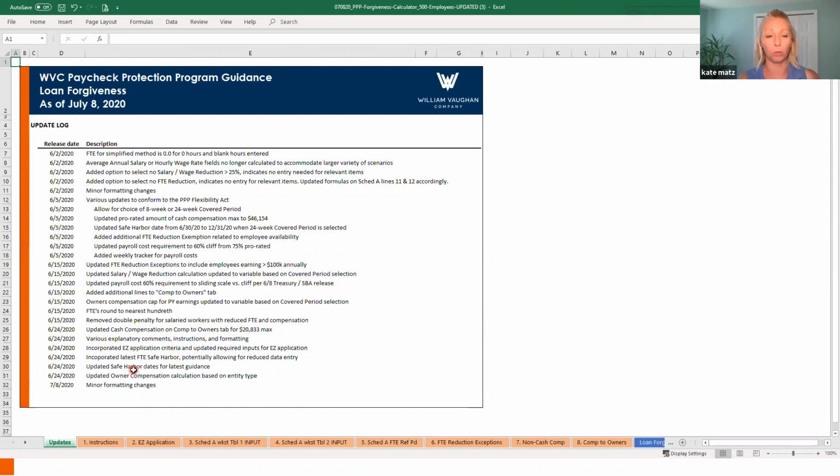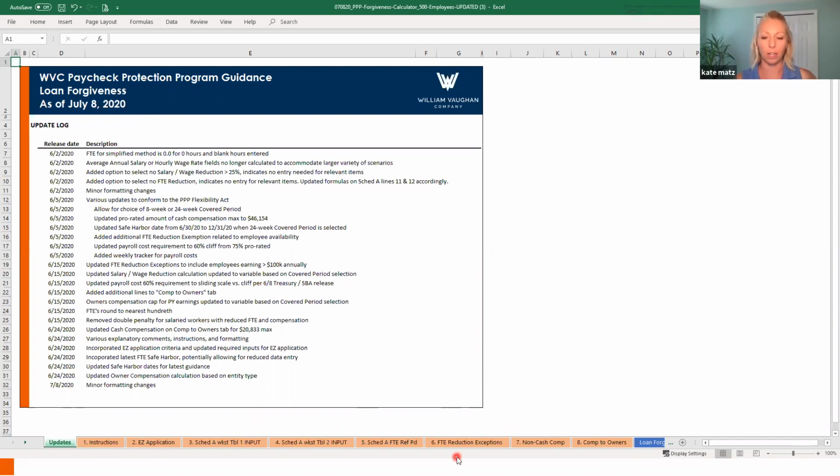If you've got an old version, you can tell what version you're on by looking at the top here. They're dated, so you're able to see what has changed from the last version that you've been working on. Then you've got a bunch of tabs that are in this kind of salmon color, and they are labeled 1 through 8. So you should fill those out in order, 1 through 8. It will work out a lot easier for you that way.